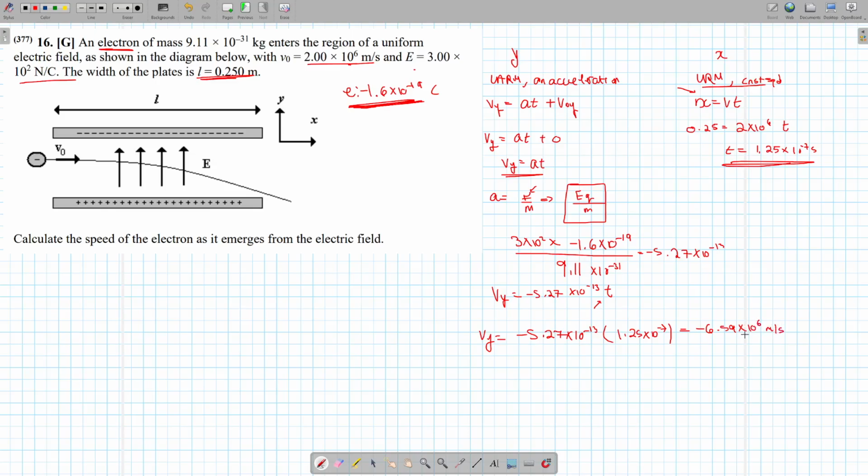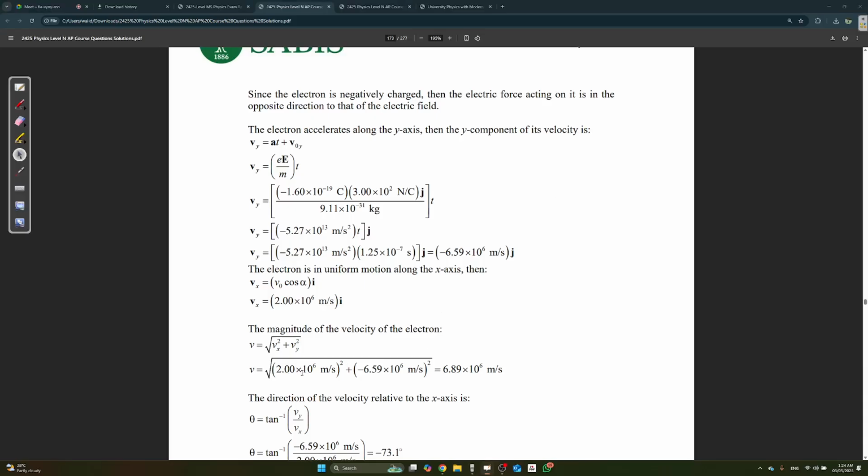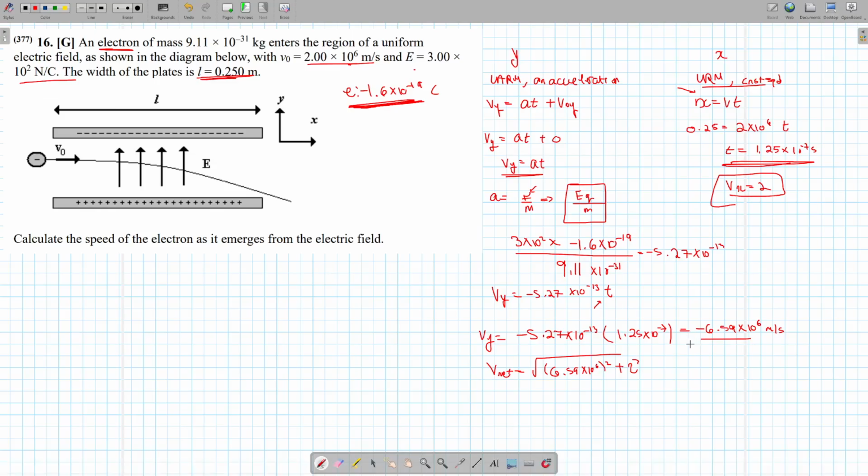Meter per second. Okay, so this is Vy. And we know Vx is always constant, which is 2. So obviously to find the total net, you do radical Vy squared plus Vx squared, so 6.59 times 10 to the 6 squared plus 2 squared. And you get, how much did they get? 6.89 times 10 to the power of 6 meter per second. So this is the final speed.